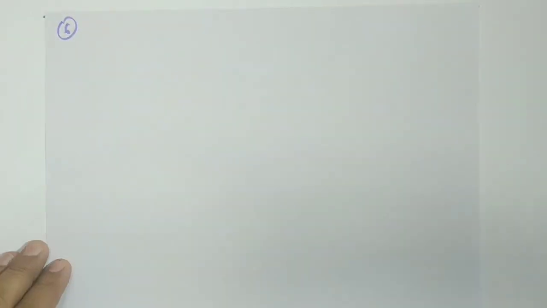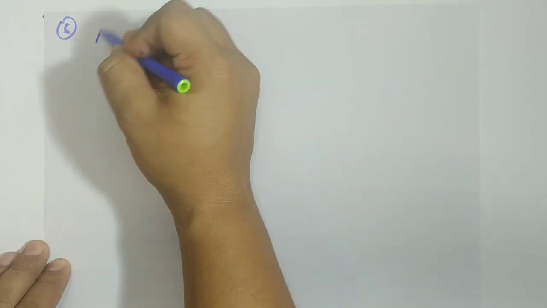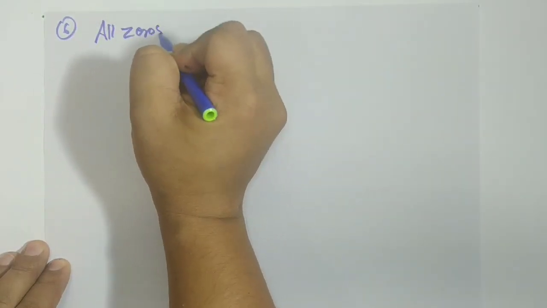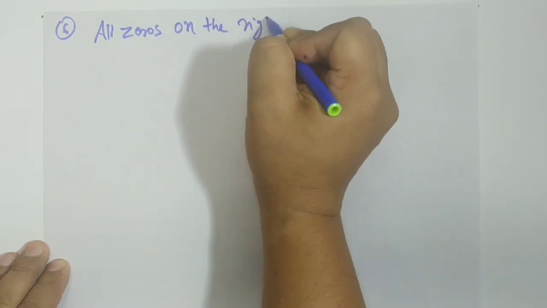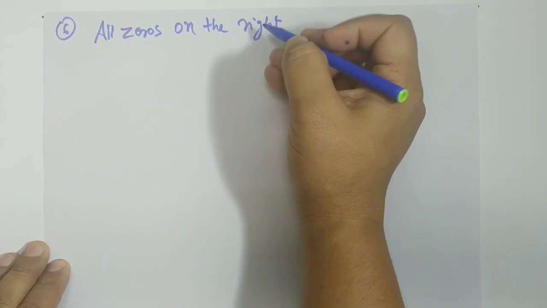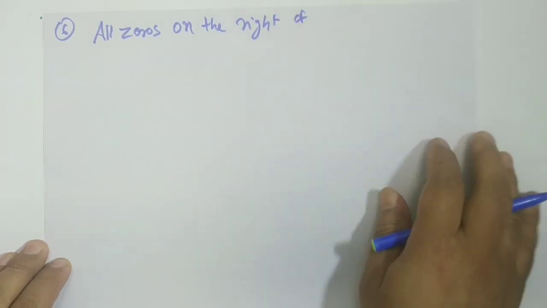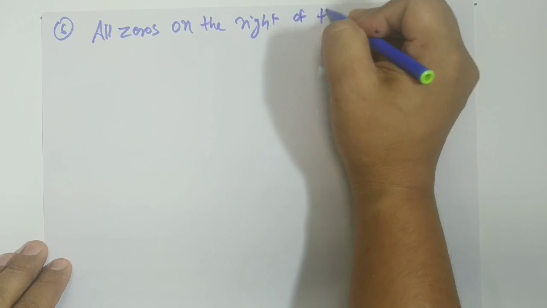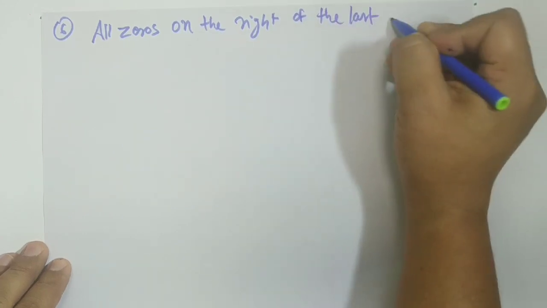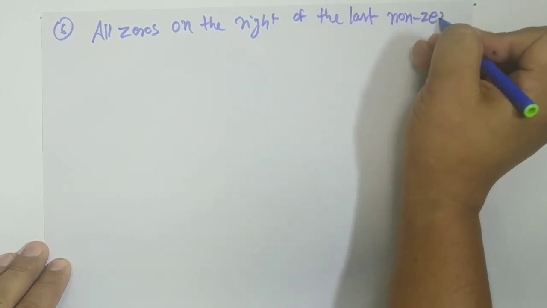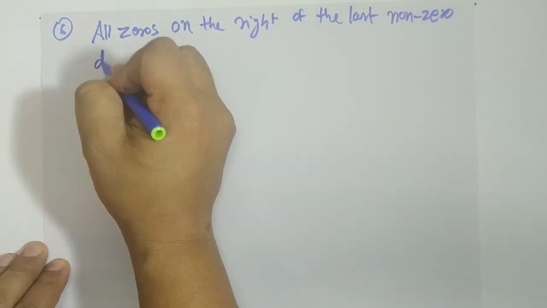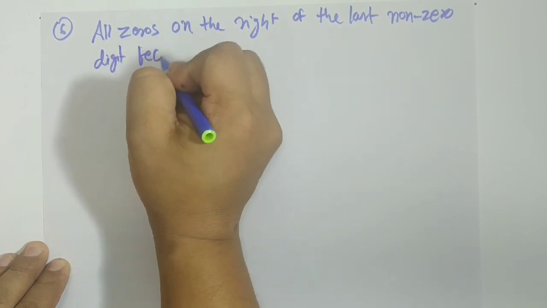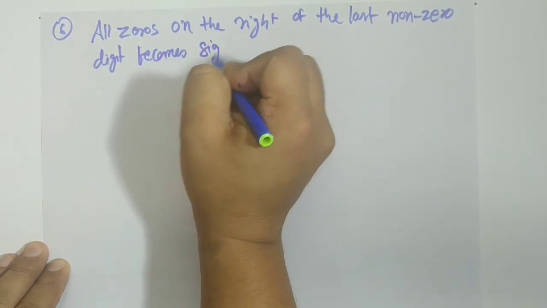There is a rule number 6 also, and that says that all zeros on the right of the last non-zero digit becomes significant. So what does it mean, significant?